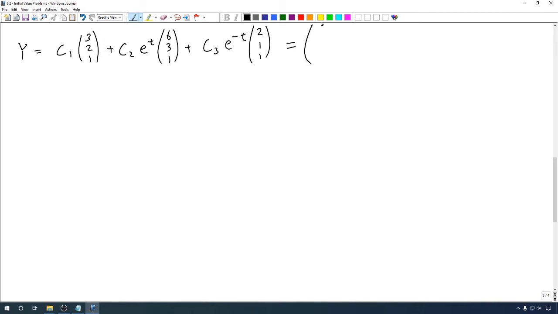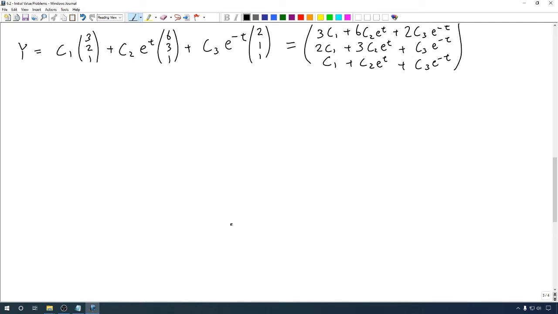Or in other words, if we write this out, we have 3c1 plus 6c2 e to the t plus 2c3 e to the negative t. Then we have 2c1 plus 3c2 e to the t plus c3 e to the negative t. And then finally, all the third components of our eigenvectors are 1, so you have c1 plus c2 e to the t plus c3 e to the negative t.